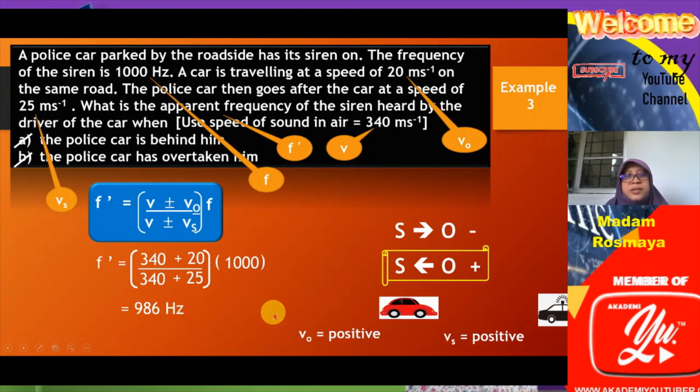Okay, so those are all the tips on how to determine the sign for the observer velocity and the source velocity, only by referring to this relationship between S and O together with the arrow. S towards O: minus. O moving away from S: minus. For the below relationship, source moving away from O: plus Vs. Observer moving towards S: plus VO. Okay, that's all for the video.